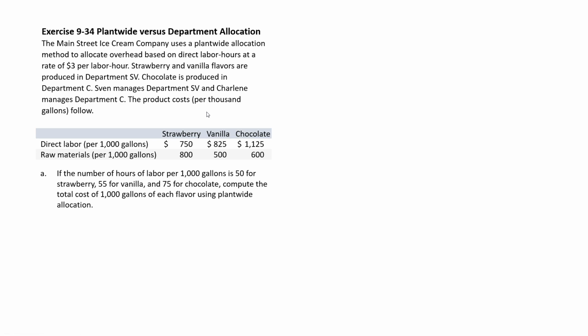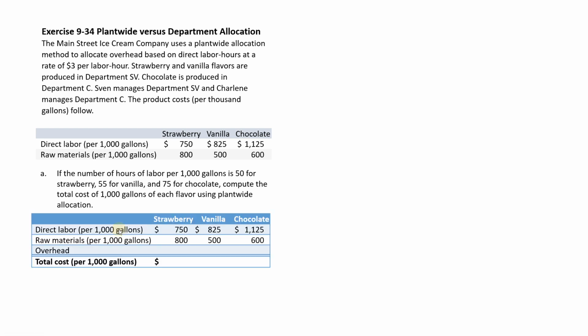Currently, the company uses one plant-wide predetermined overhead rate, so one overhead rate for the whole entire company, irrespective of department, and it's based on direct labor hours, and they've kindly already calculated that for us at $3 per direct labor hour. Our goal is to create product cost per 1,000 gallons. So for example, for strawberry, they've already calculated the direct labor and raw material cost for us, that's given. Strawberry's direct labor cost for 1,000 gallons is 750, whereas raw material is 800.